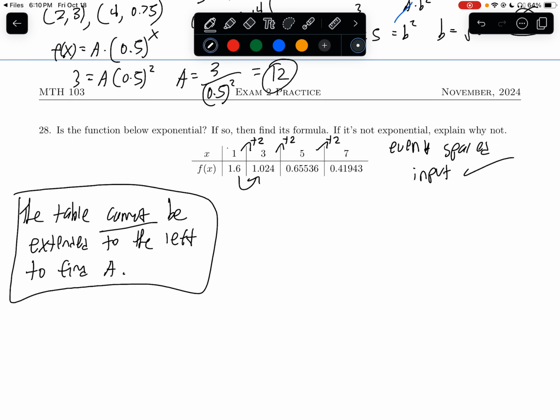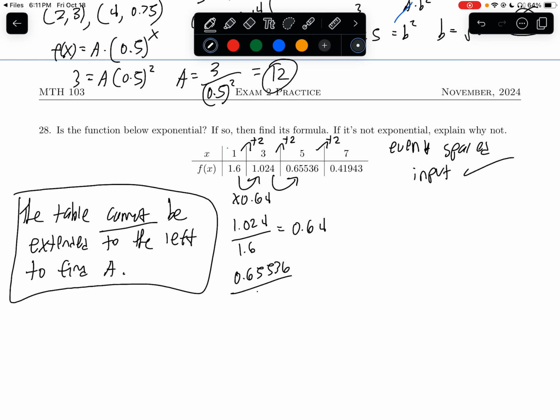So what is the number that I multiply here by to go from the outputs? This is not obvious what this is. So I would divide them. The output on the right divided by the output on the left. And I get 0.64. So I multiply here by 0.64. And I can look at the next one.